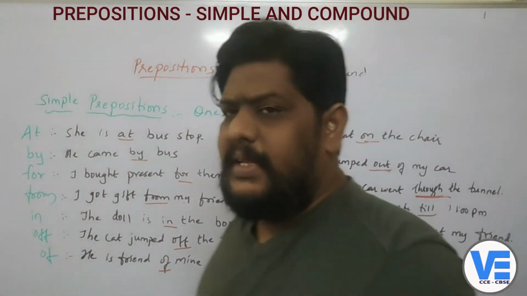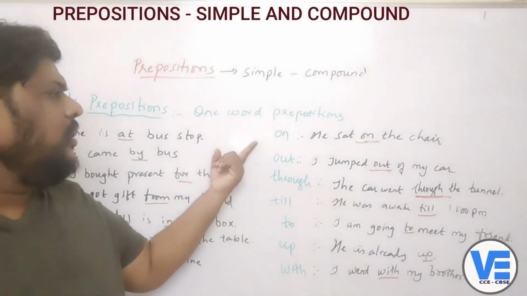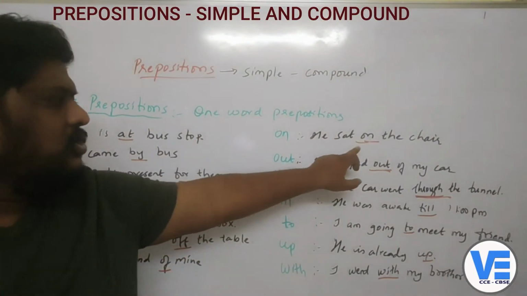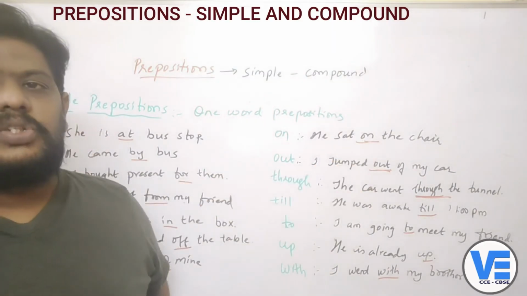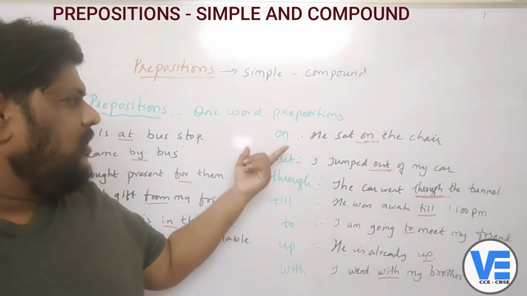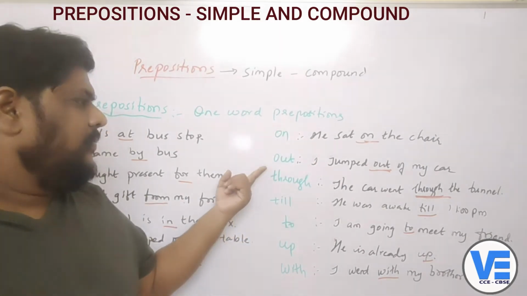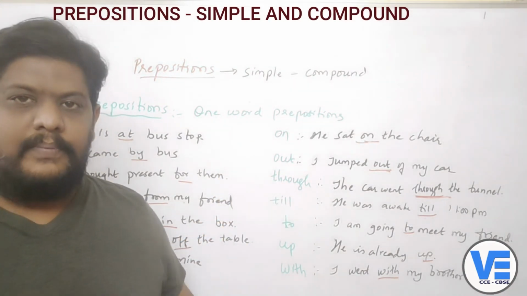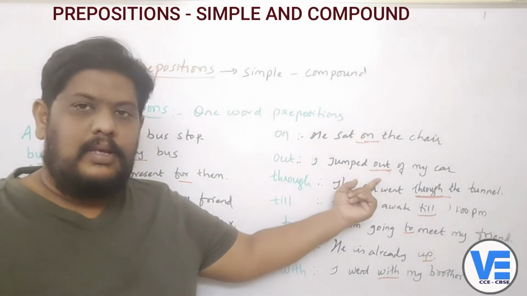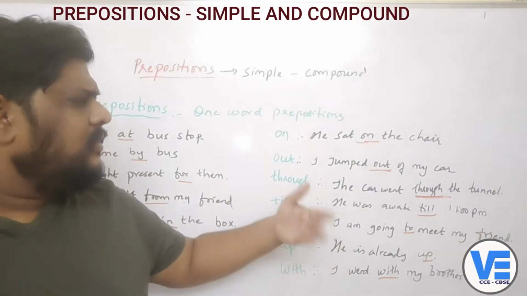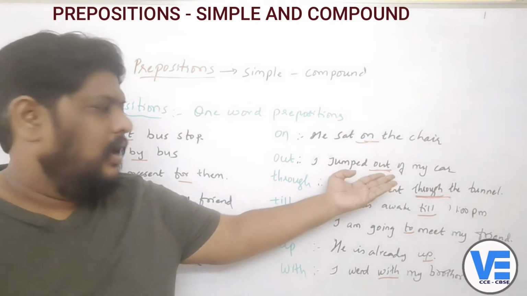Now, coming to the other words here, right? On. He sat on the chair. So here "on" shows the surface. It shows the surface, right? So he sat on the chair. Out. I jumped out of my car. I looked out of my window. Okay? That is how you can give examples for "out".